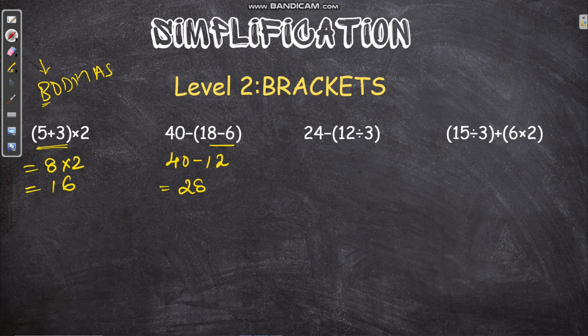Okay, let's solve the third question. Similarly, 12 divided by 3 I'll do first. That is 4. So the answer is 20. Now here you have two brackets. Whenever you have two brackets of the same type, you can solve them simultaneously.